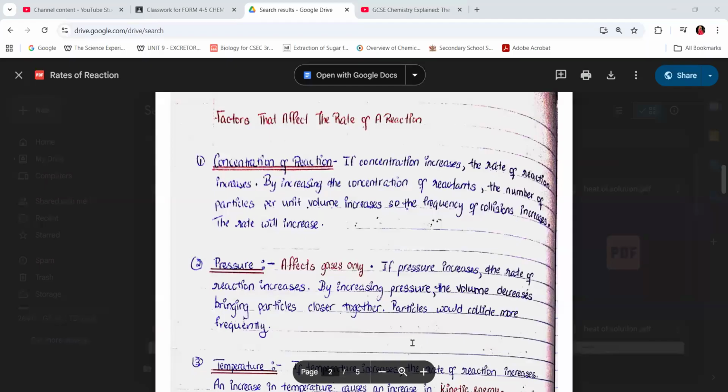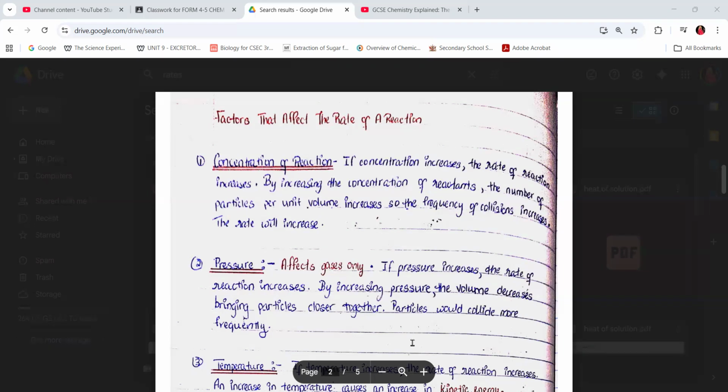So let's talk about pressure, right? Now, pressure only applies to gases alone. It doesn't affect any other particles, solids, or liquids. Only gases, and that has to do with their random motion, right? Now, if you increase the pressure of a gas, the rate of reaction increases. Think of aerosol sprays, perfume, or fly sprays, or whatever.